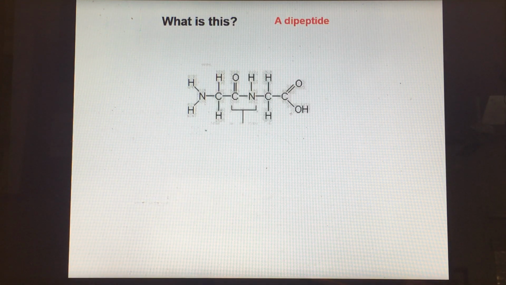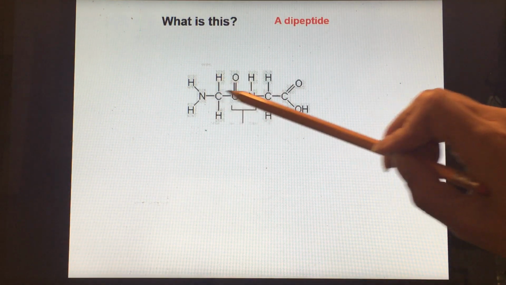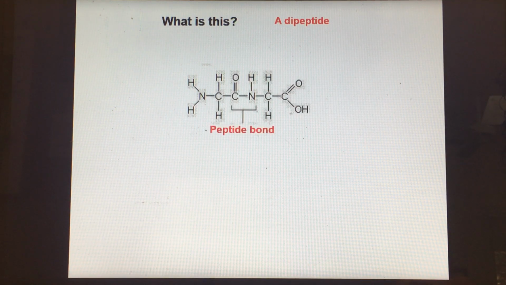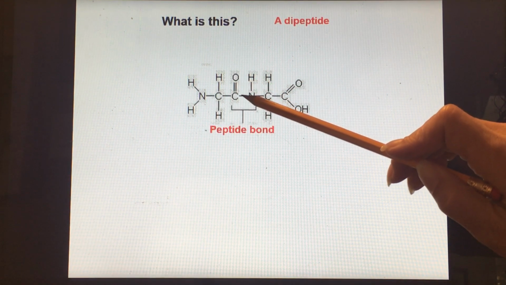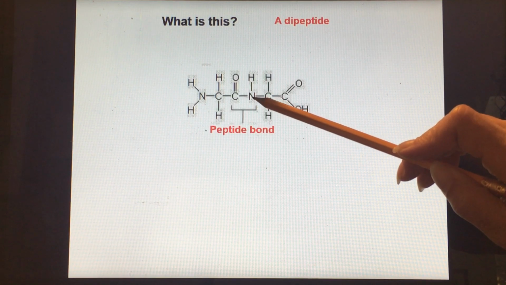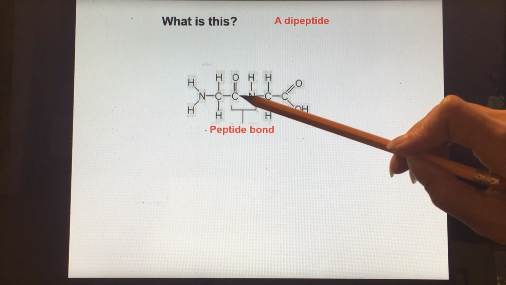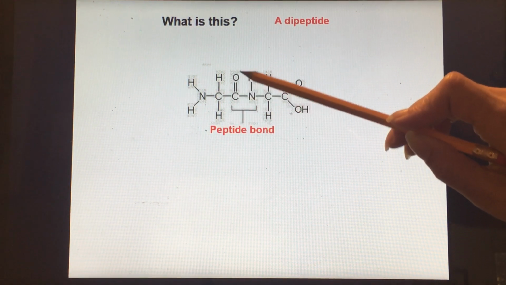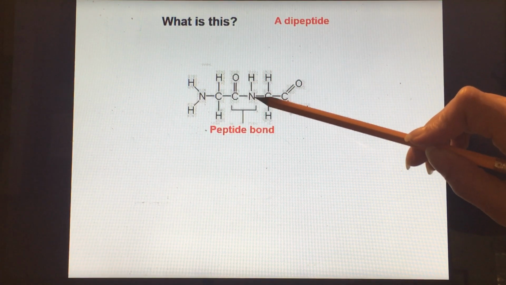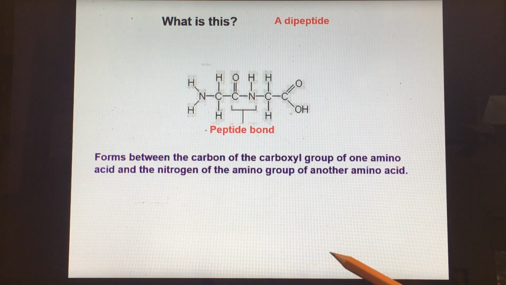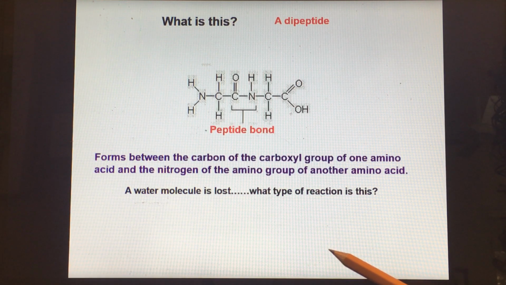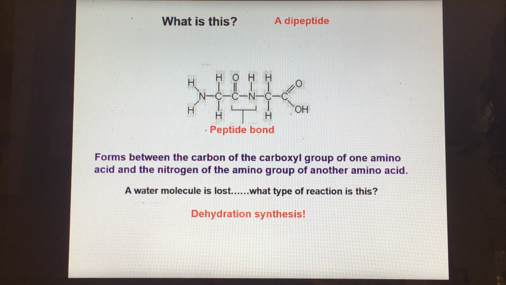This is a dipeptide. I can tell because there are 2 nitrogens. And this bond here between this carbon and nitrogen is a peptide bond, and I can always find it in a diagram because it's a carbon double bonded to an oxygen that is also bonded to a nitrogen atom. A water molecule is lost when forming a dipeptide. So what type of reaction is this? It's dehydration synthesis.